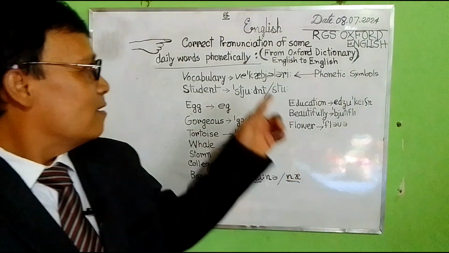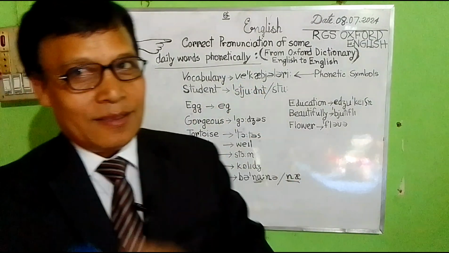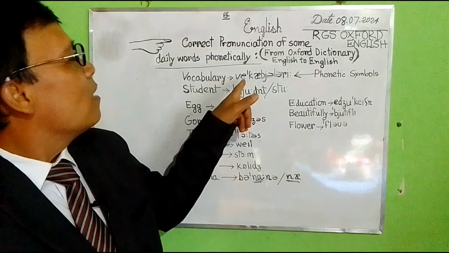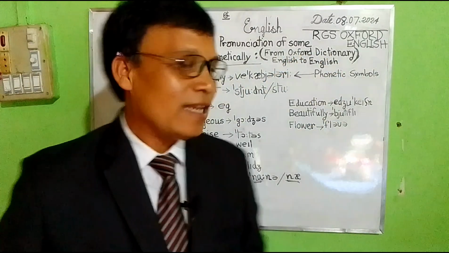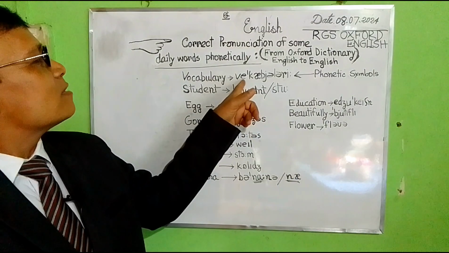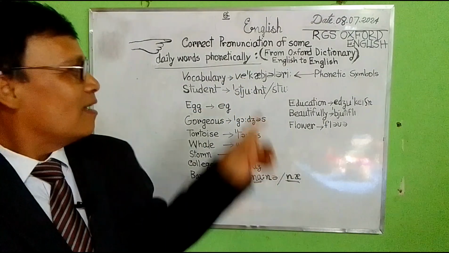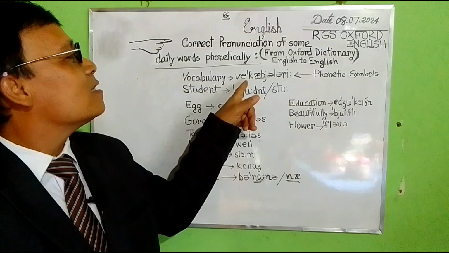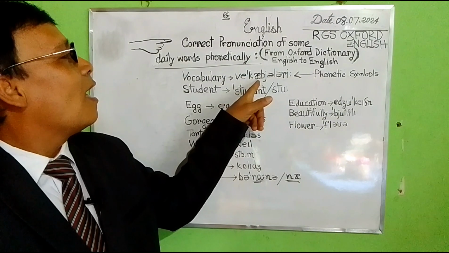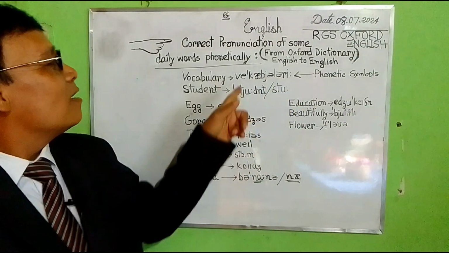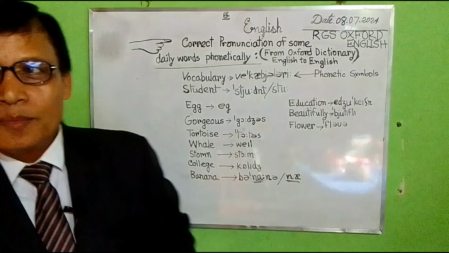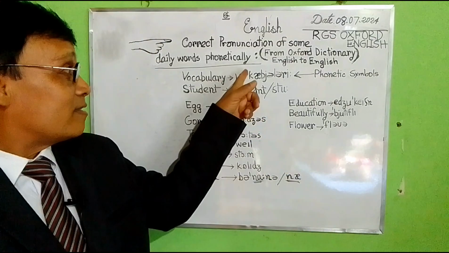I think that it is vocabulary. You see here the symbols from Oxford Dictionary English to English. You see the symbols here, stress. This is the stress mark. I mean that, vocabulary. You see here the stress.